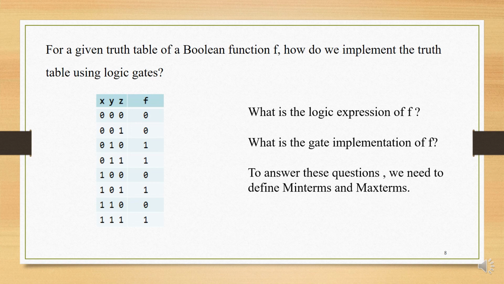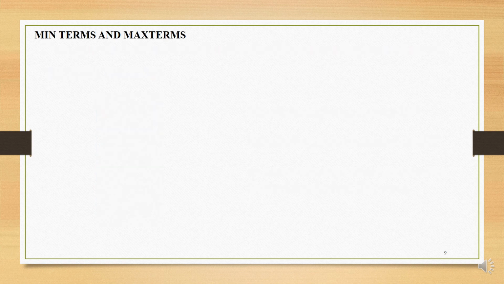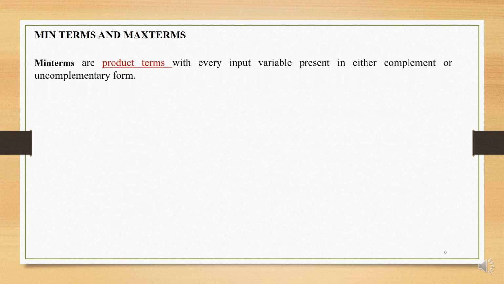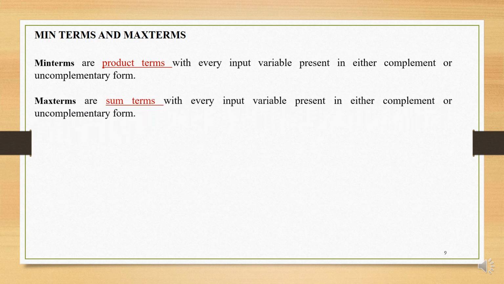So, before we write these two, we should first understand the two different terms, that is minterm and maxterm. Now, let us see what minterms and maxterms are. We'll first understand what minterms are. Minterms are product terms with every input variable present in either complementary or uncomplementary form. So please remember, a minterm is a product term. It may consist of both complementary or uncomplementary variables. The second term is the maxterm. A maxterm is a sum term with every input variable present in either complementary or uncomplementary form.